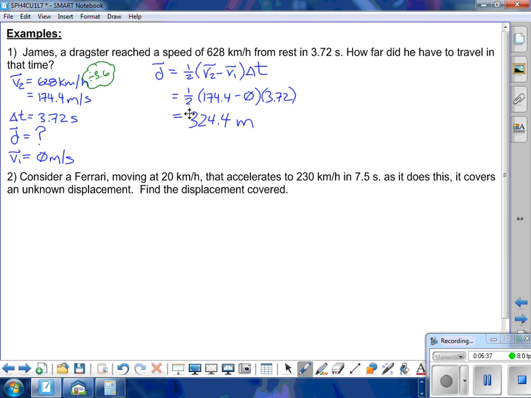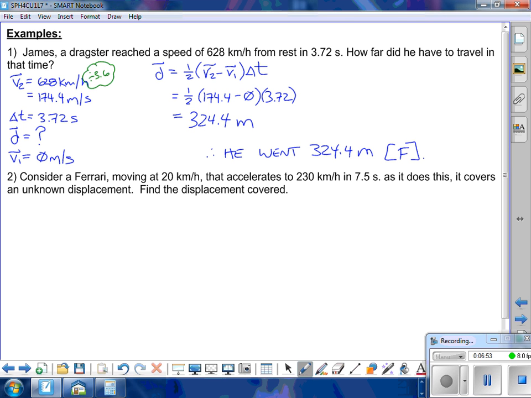324.4 meters. So therefore, he went 324.4 meters, and I would assume it's forward, even though it's not listed. Okay, so the next one.